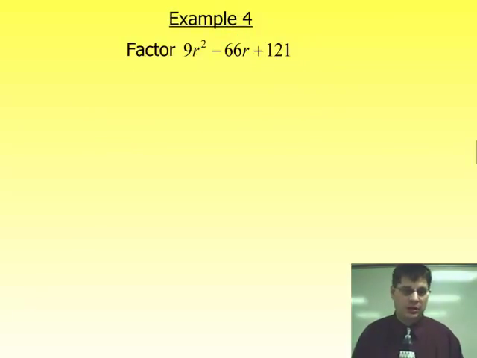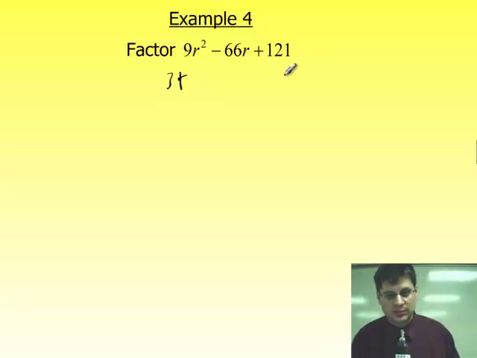So here would be another case. Here's another example. I've got three terms here, and I'm always checking, is it a special product? I look at my first term and I say, okay, I've got 9r squared. Is that a perfect square? It is, because the square root of that is 3r. 3r times 3r is going to be 9r squared.